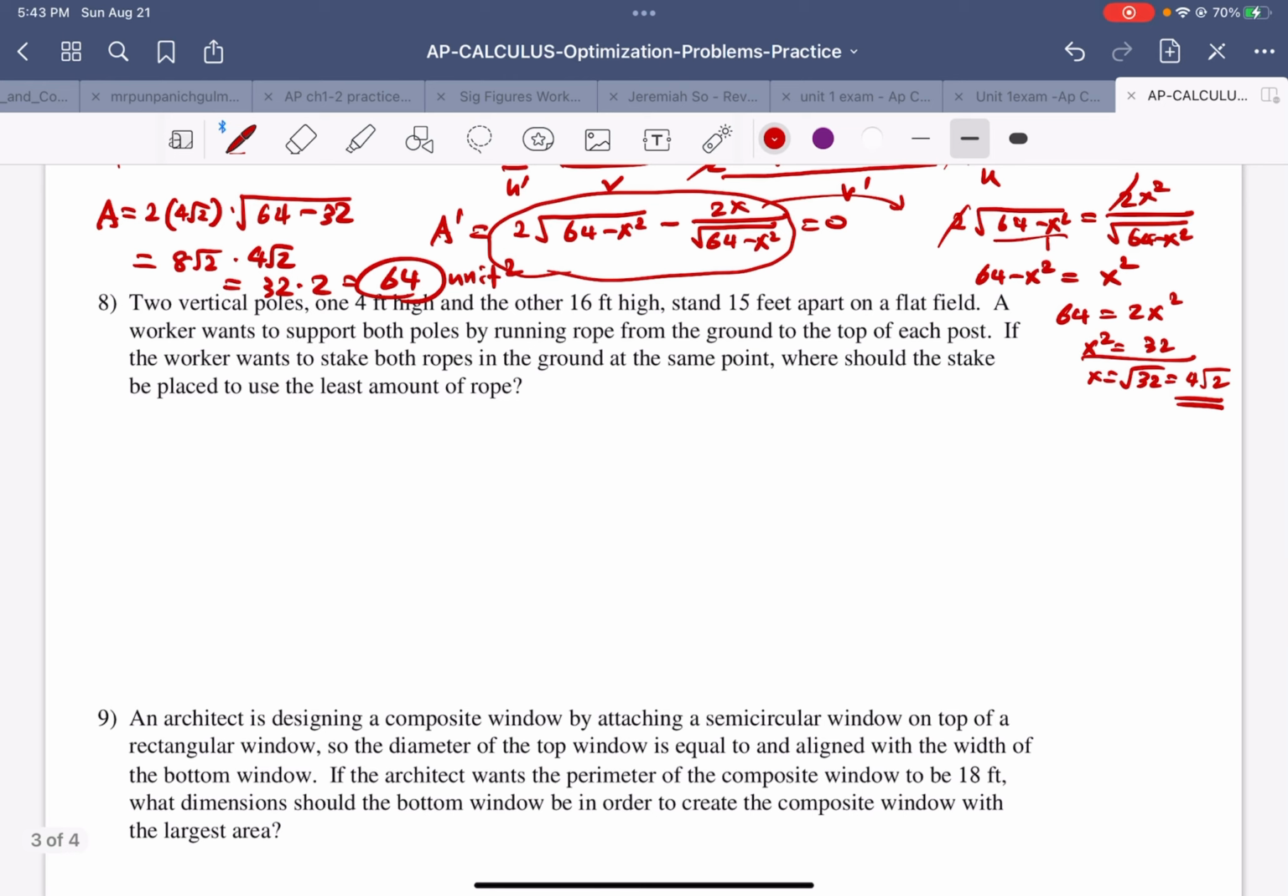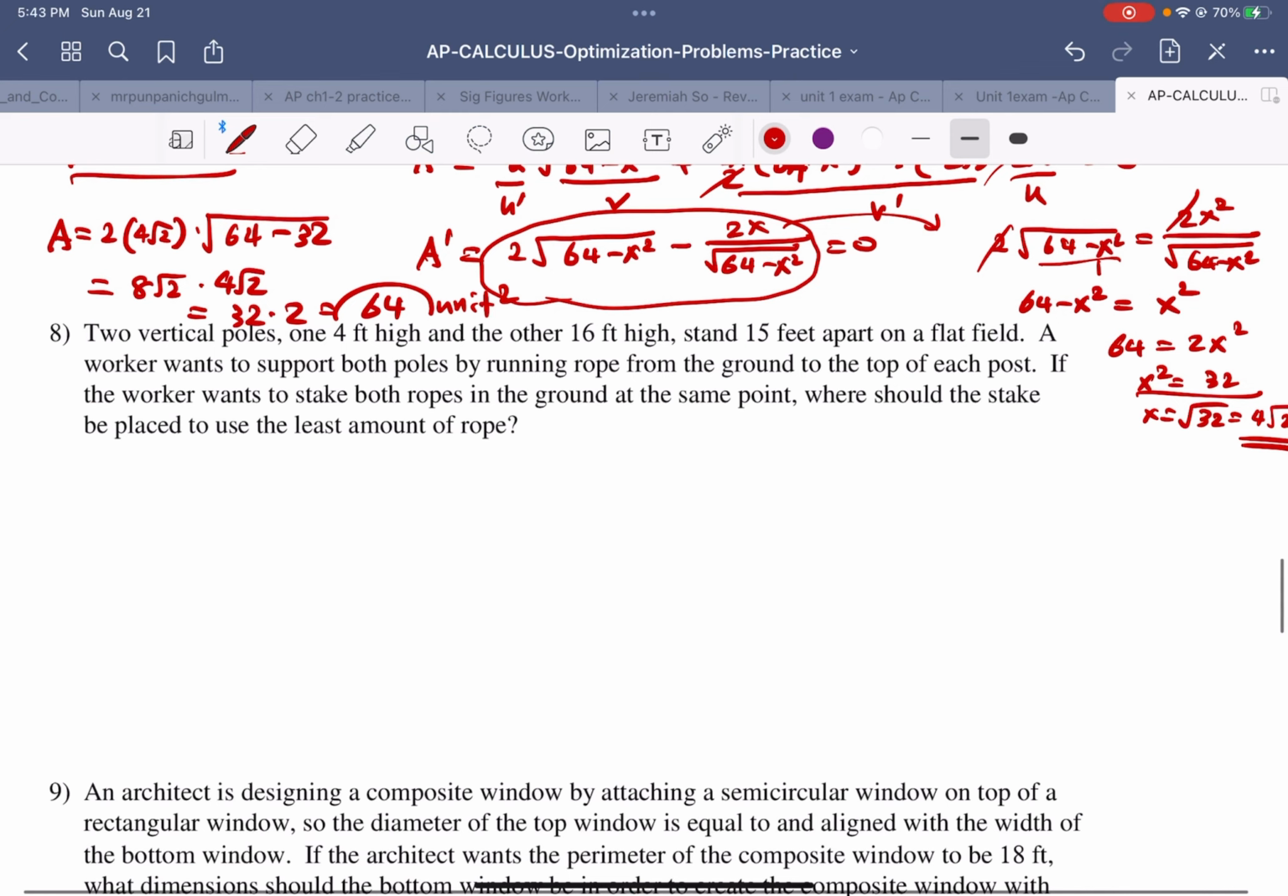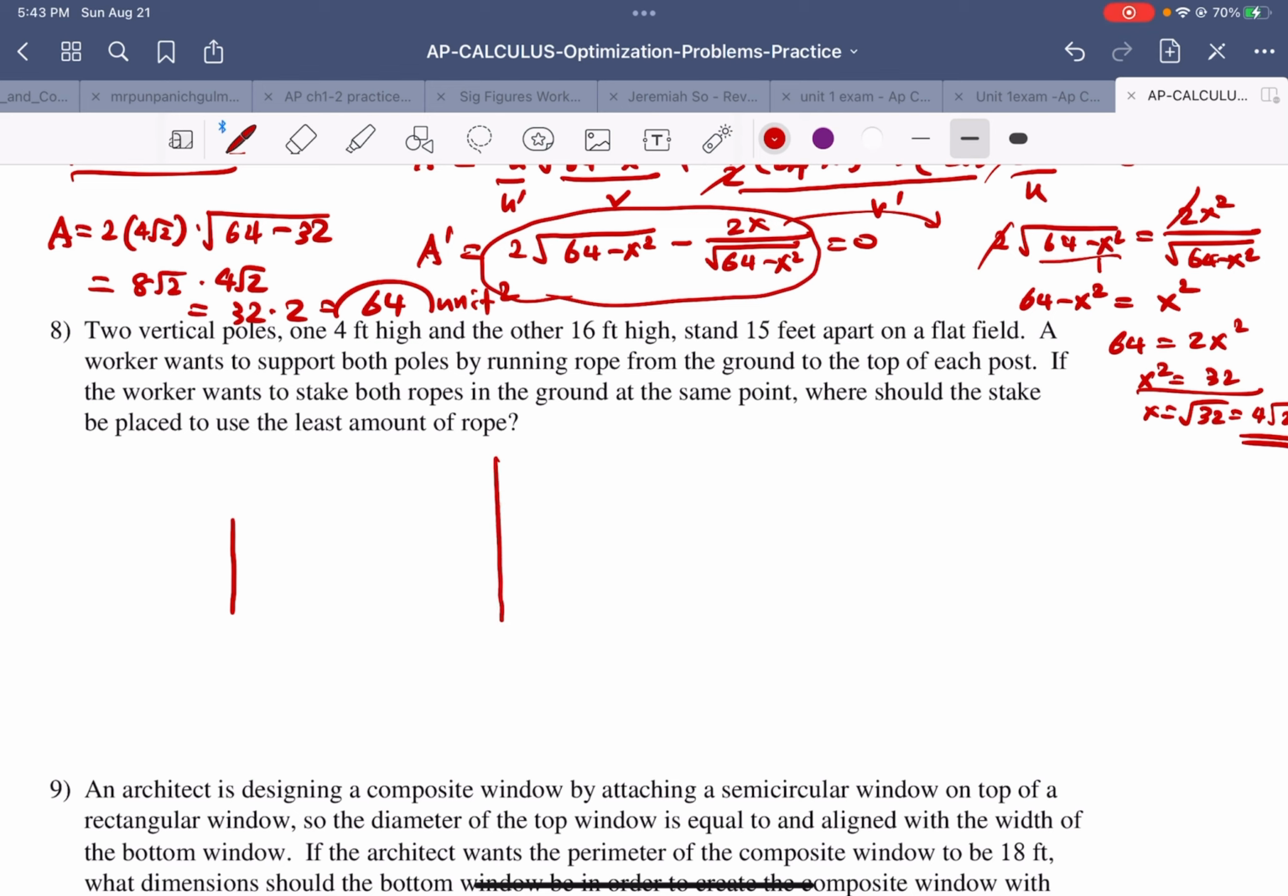Now let's move on. Number 8, two vertical poles. One I cannot see very clear, so here I'm gonna erase a little bit. So here 4 feet high and the other 16 feet high, standing 15 feet apart on a flat field. So let's draw it. Two poles, and they are 15 feet apart. The height, this is 4 feet and this one 16 feet.